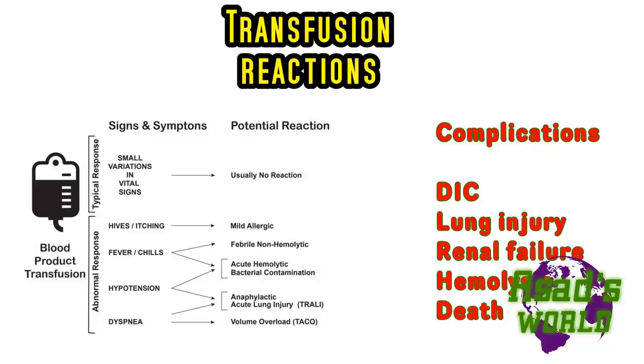that is, volume overload. Other symptoms include hypotension, which is usually seen with an acute hemolytic reaction, septic transfusion reactions, anaphylaxis and TRALI. The final symptom we're going to talk about is hypothermia, and it is seen when there is a large amount of transfusion, especially of refrigerated products. Now the complications include DIC, lung injury, renal failure, hemolysis and even death.